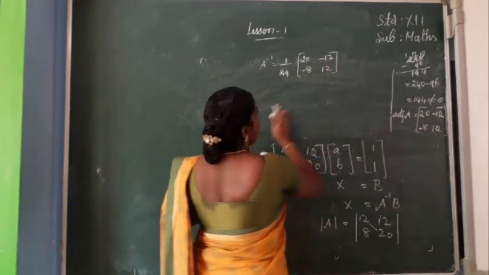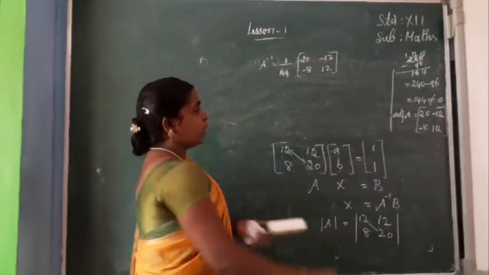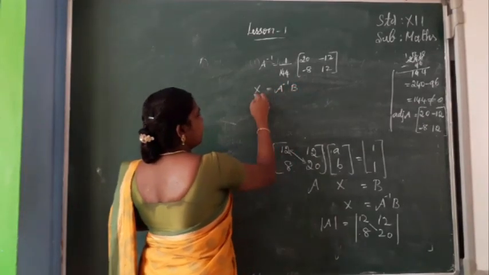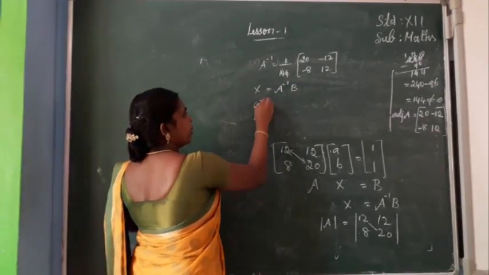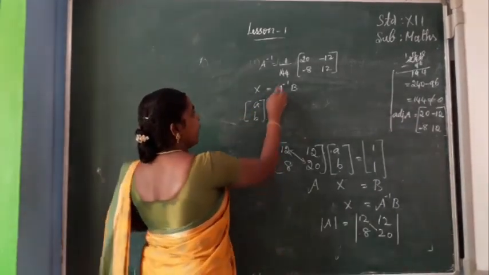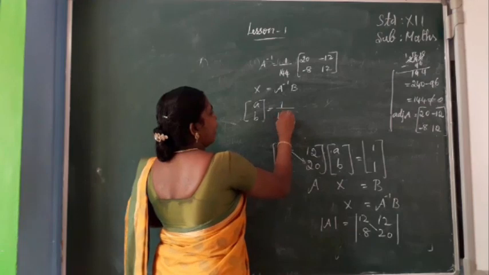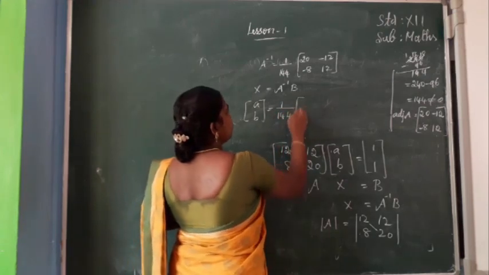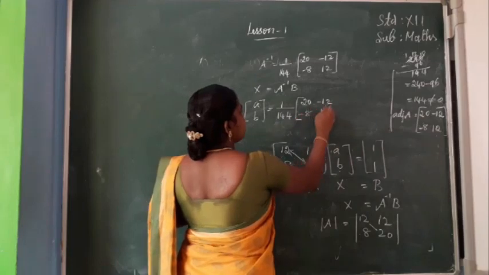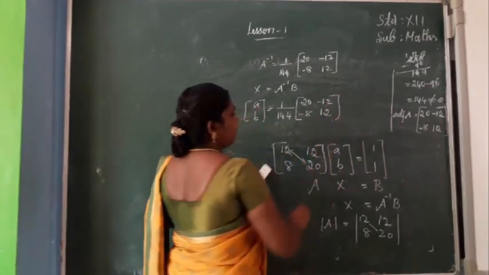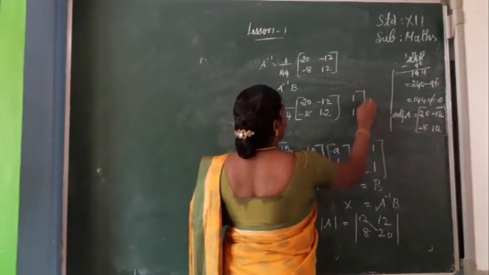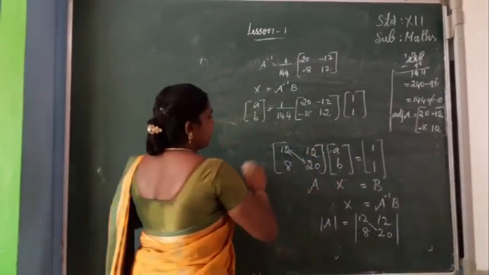Next, our solution is X equal to A inverse B. Here X is the column a, b. So the column (a, b) equals A inverse, which is 1 by 144 into the matrix 20, minus 12, minus 8, 12, into B, where B is the column 1, 1. Now we can multiply.